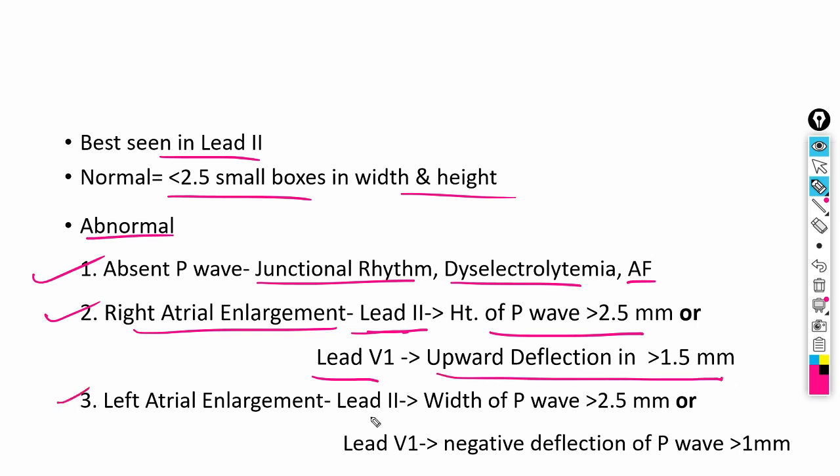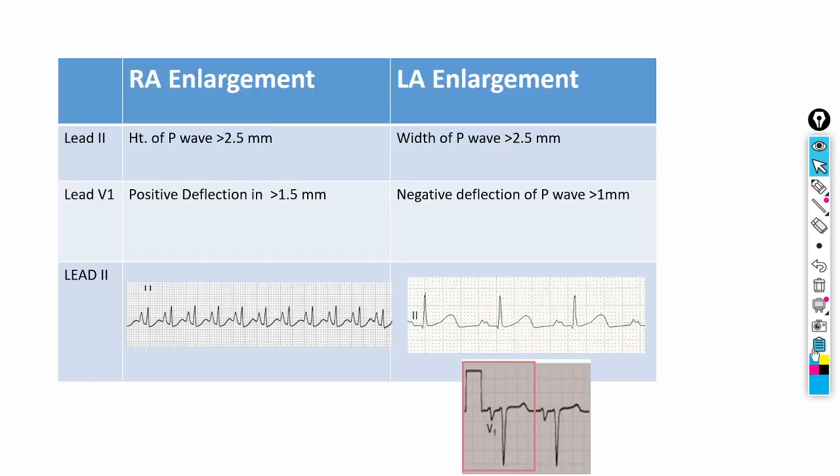On the other hand, left atrial enlargement shows in lead 2 a width of more than 2.5 mm, or in V1 a negative deflection of the P wave of more than 1 mm. This is a table comparing RA and LA enlargement. RA enlargement is diagnosed by a P wave height of more than 2.5 mm in lead 2 and a positive deflection of more than 1.5 mm in lead V1. On the other hand, for LA enlargement, in lead 2 the width should be more than 2.5 mm, or the negative deflection of the P wave in lead V1 should be more than 1 mm.